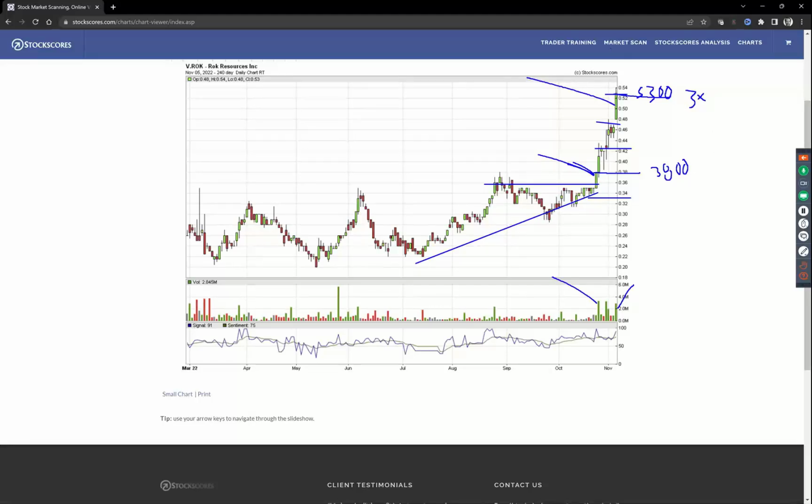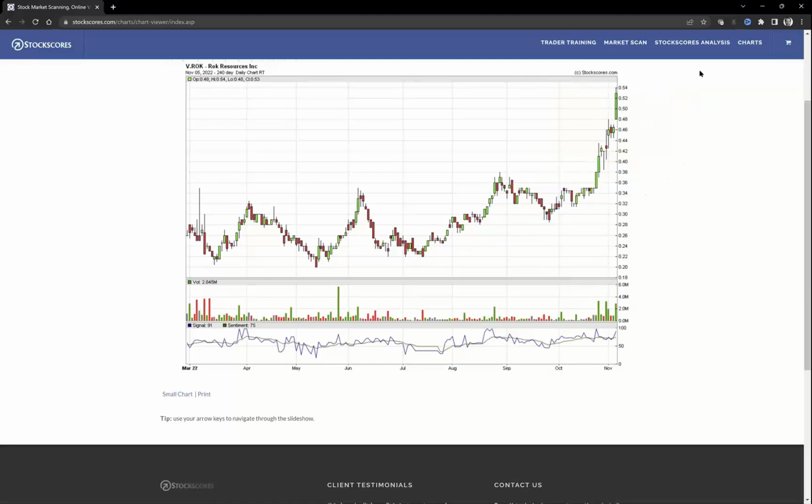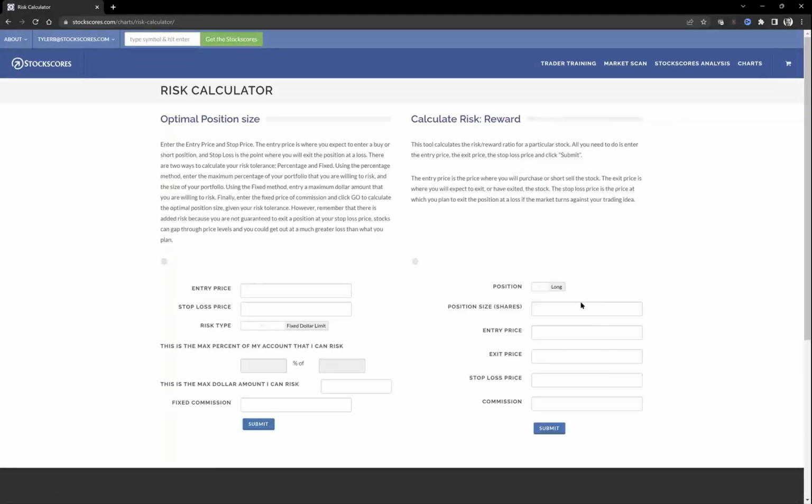And if I go, so remember the numbers, we bought at 38, support at 33, and currently at 53. If I go to the risk calculator, and I go in here, and I bought 10,000 shares, my entry price was 0.38. My exit price, we'll just use Friday's closing price, 0.53. Stop loss was 0.33, I think I said. And commission was $10. Click submit.